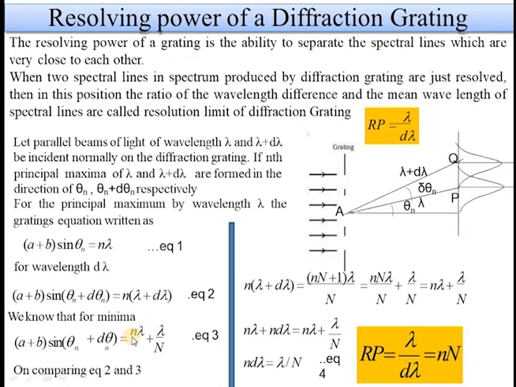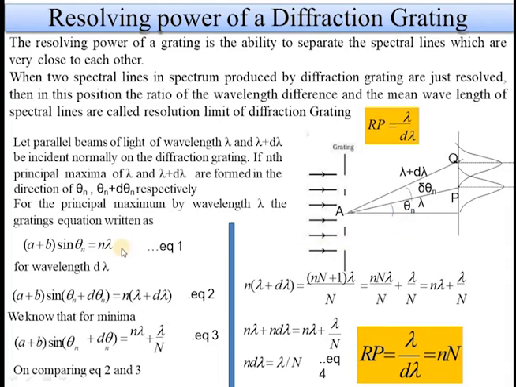And for the condition of minima, what happens? At the point Q also you can see there will be a maxima. At the same time there will be a minima coinciding at the maxima. So I can write the condition of minima as a plus b sin theta plus d theta equals n lambda plus lambda by n. And this lambda by n is the additional path difference introduced.